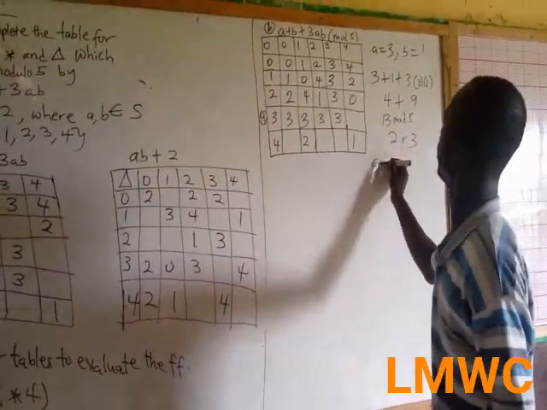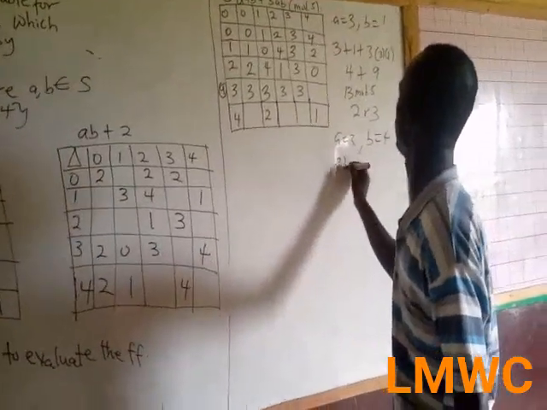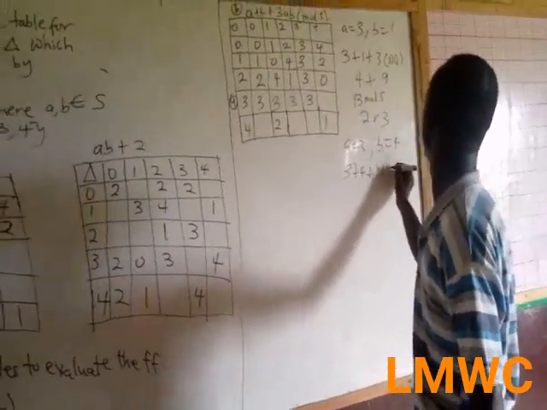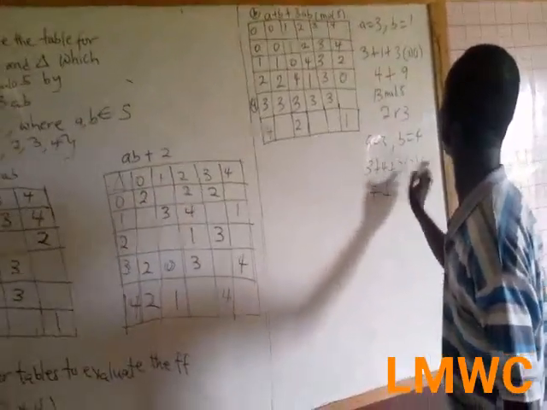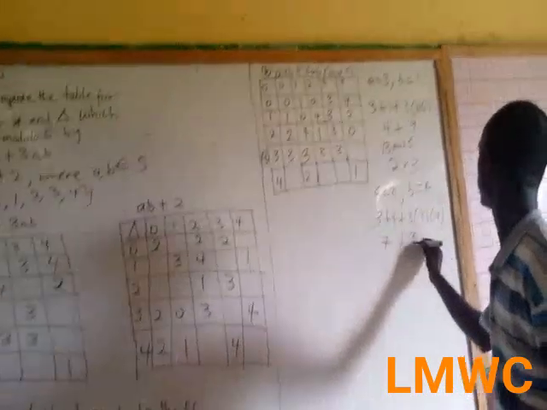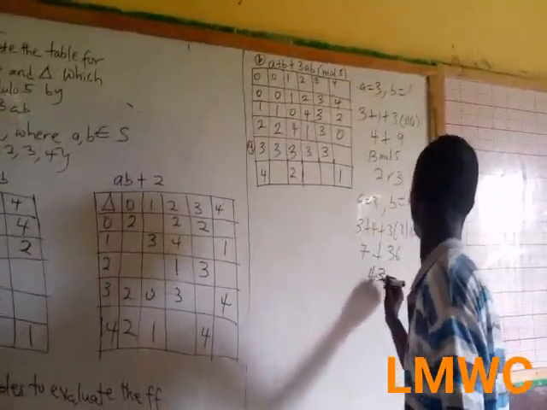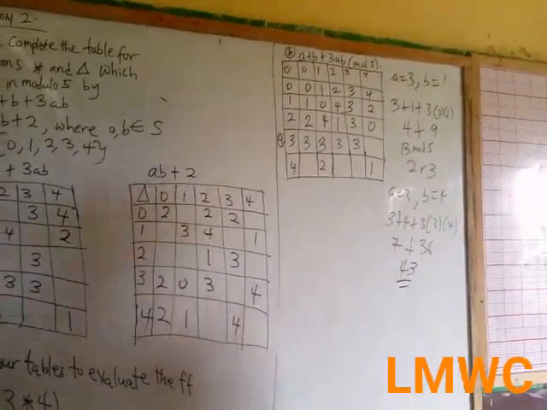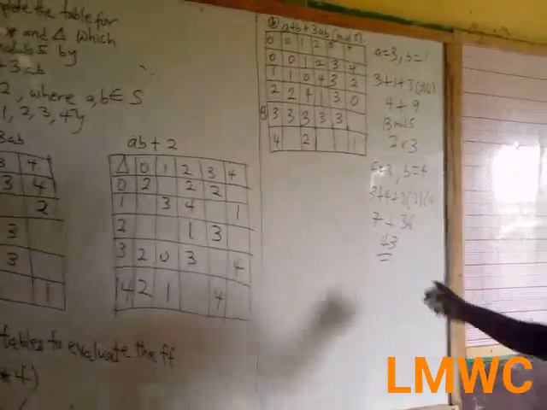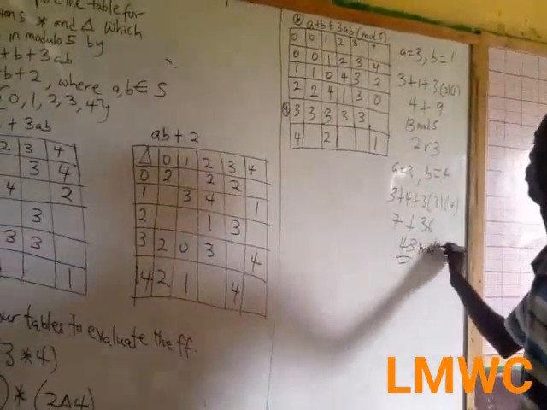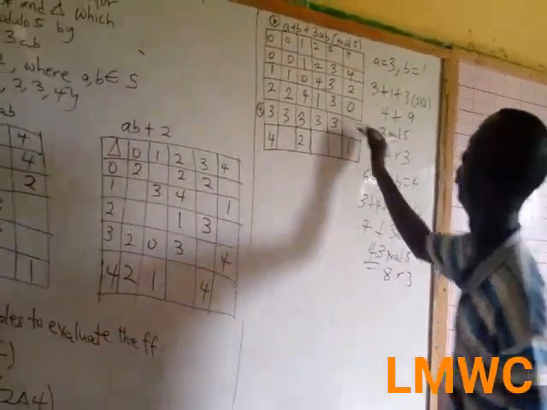So when A is 3, B is what? 4. It becomes 3 plus 4 plus 3 times 3, 4. 3 plus 4 is what? 7, plus 3 times 3, 9. 9 times 4, 36. 7 plus 36, we have 43. Because 36 plus 7 is what? 43. Take notes. So 43 mod 5. 5 goes into 43, 8. Remainder 3. You write your 3.